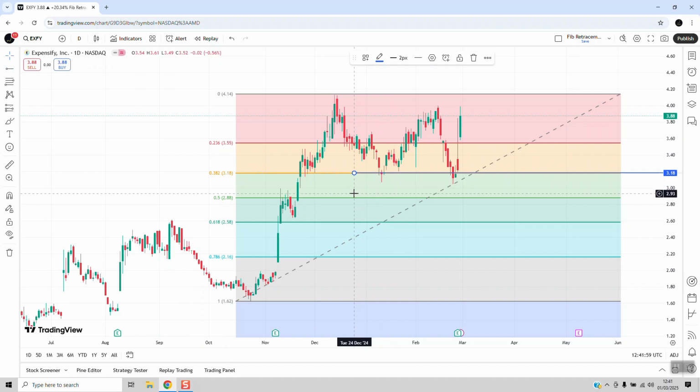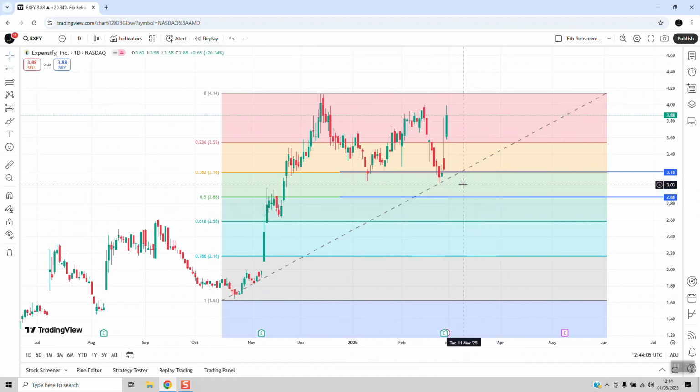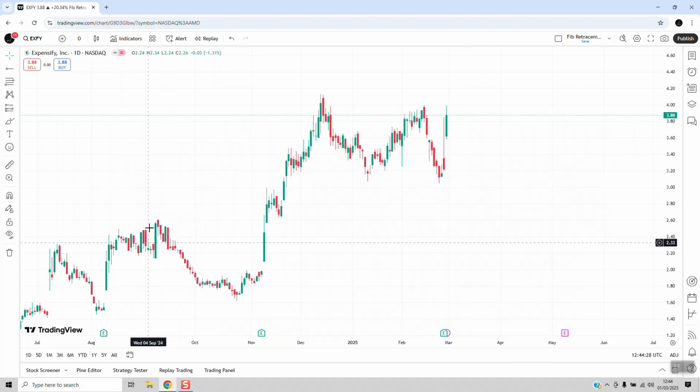This is $3.18. And the next level is going to be the next Fibonacci level, which is here. This is $2.88. So these are the two areas where you might want to consider entering. Our entry strategy could be getting in at the higher Fibonacci level and dollar cost averaging at the lower level. So that's the entry side of things.